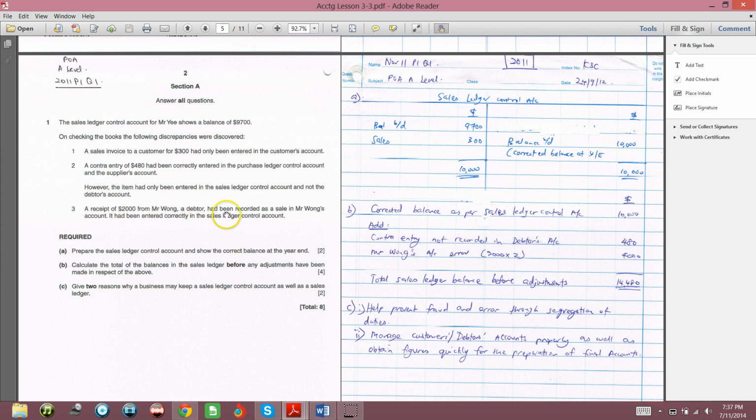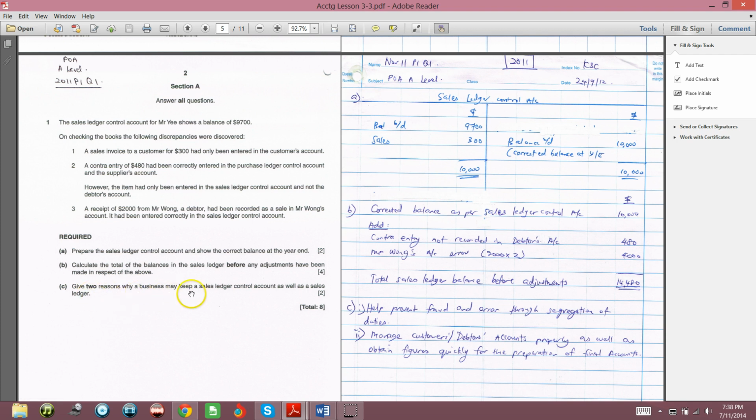He has added to the debtors balance instead of minus. So now in order to correct this mistake, he has to minus twice, correct? So that means the figure before correction was bigger. Because a receipt he recorded as a sale. So the figure before correction would have been bigger by 4,000. Because it should have been minus, he went and plus. So the figure before correction was 14,480. So 2,000 times 2 is 4,000, giving 14,480.